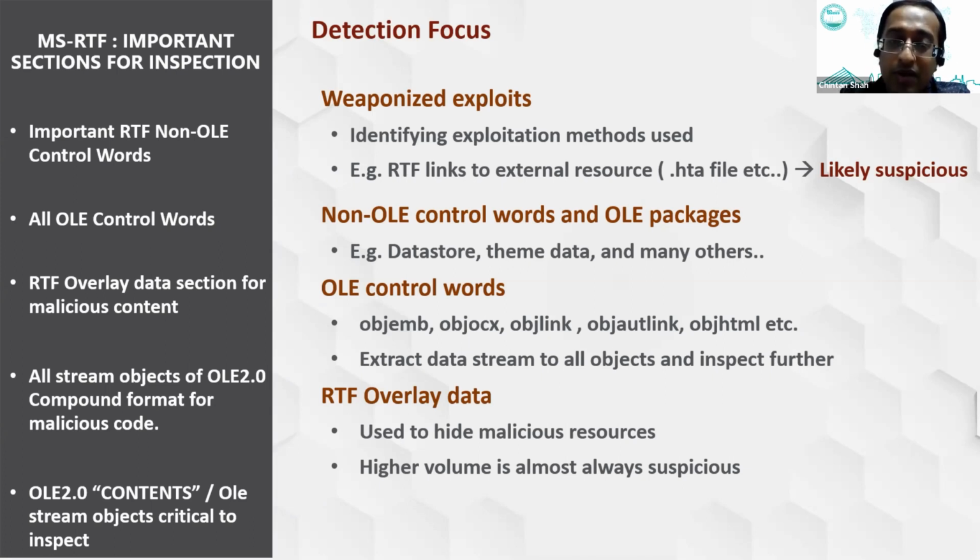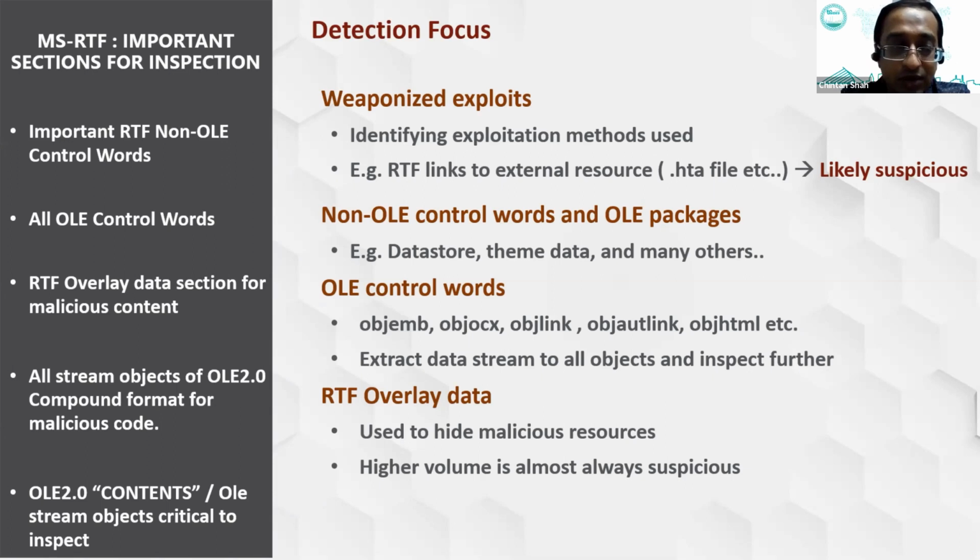And one of the other primary things is we want to also look at the RTF overlay data. That is data which is appended at the end of the RTF file, and many times it has been used to hide shellcodes or hide any other malicious resources which can help attackers to execute the attack.